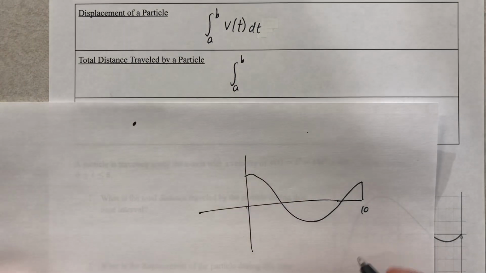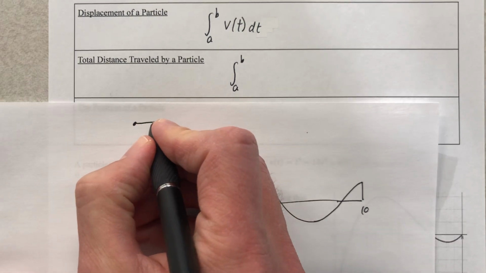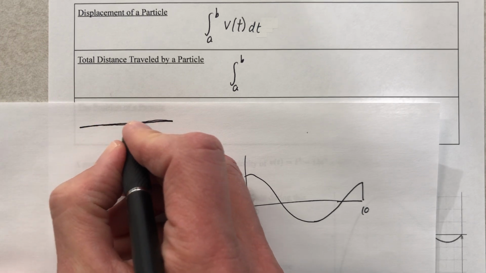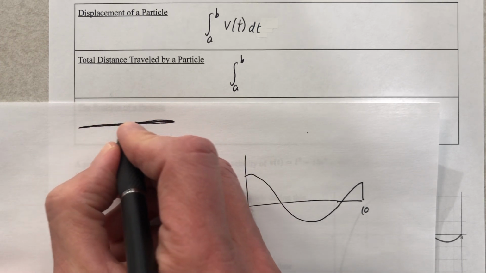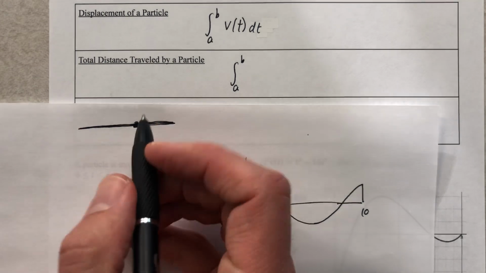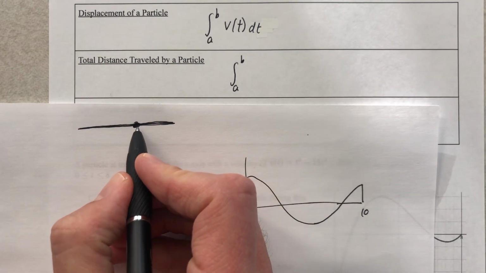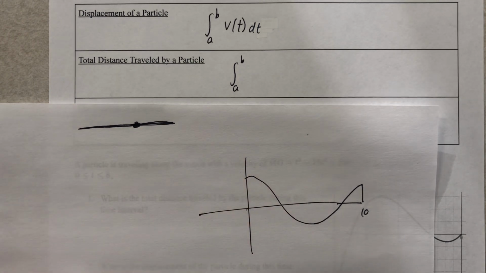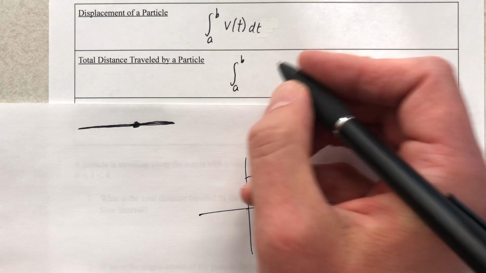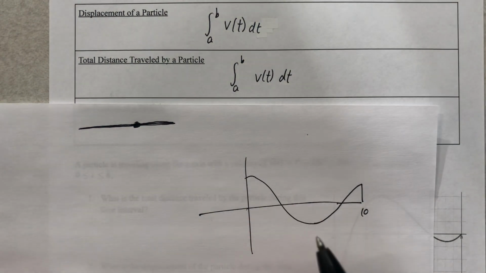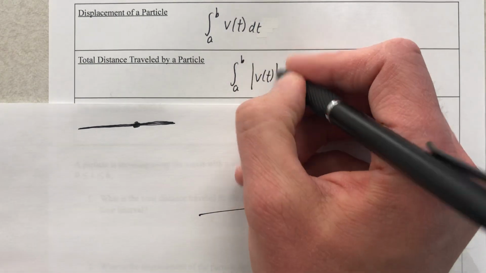Let's suppose that this is a starting point, and he goes forward, and then he goes backwards, and then he goes forwards, and then he goes backwards, and then he goes forward, and he ends up back where he started. When he does, it looks like he didn't go anywhere, but the fact is all his positives and all his negatives canceled each other out. And so the total distance he traveled isn't just the integral of velocity dt. I need all my negatives to count as positive as well.